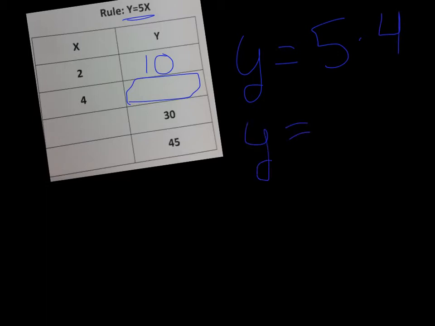Now I'm going to fill in this next blank right here. And my rule is the same. So I'm just going to put 4, which is my x value now, in for x in this equation. So I'm left with y equals 5 times 4. And I know that 5 times 4 is 20, so y is equal to 20. I'm going to go over here and put it in my table. Don't forget to fill out that table. So y equals 20 in this row right here.